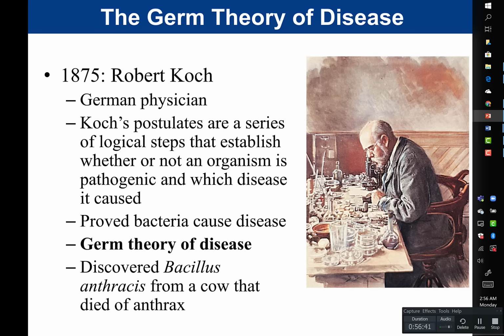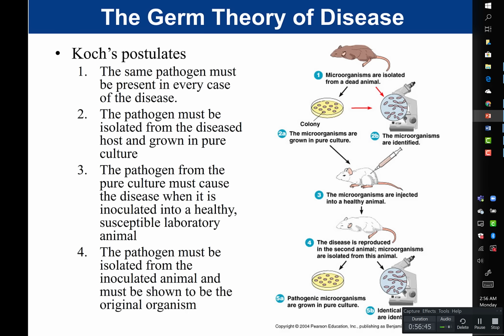So let's talk about how Koch's postulates work. What happens in Koch's postulates is that he took an organism from a dead animal. So let's say he had this mouse and the mouse died, and he isolated microbes from the dead animal. They're grown into a pure culture where there's only one type of bacteria there. They would then identify those microorganisms, so see what types of microbes were present, and then they would take that pure culture and inject it into a healthy animal.